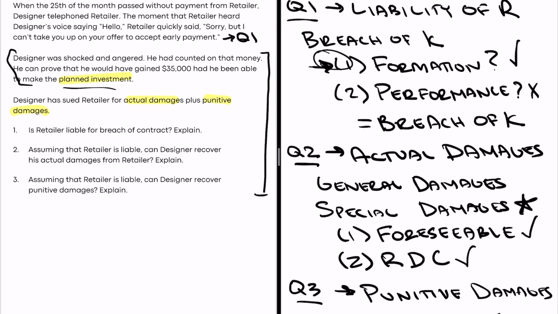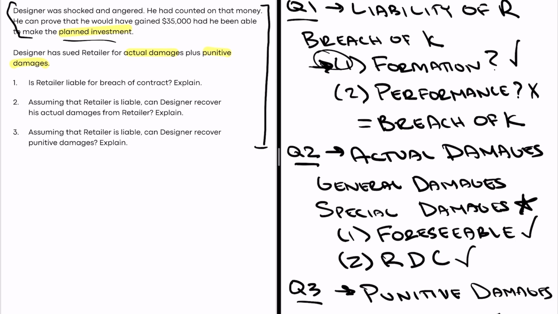When the 25th of the month passed without payment from retailer, designer telephoned retailer. The moment that retailer heard designer's voice say hello, retailer quickly said, "Sorry, but I can't take you up on your offer to accept early payments." Right, it's a rejection attempt. Sorry, it's not a revocation attempt. I meant to say this is a rejection attempt. And we know that the rejection would be valid if it happened before acceptance, but this happens after acceptance. So the rejection attempt here is invalid. Okay. Next paragraph.